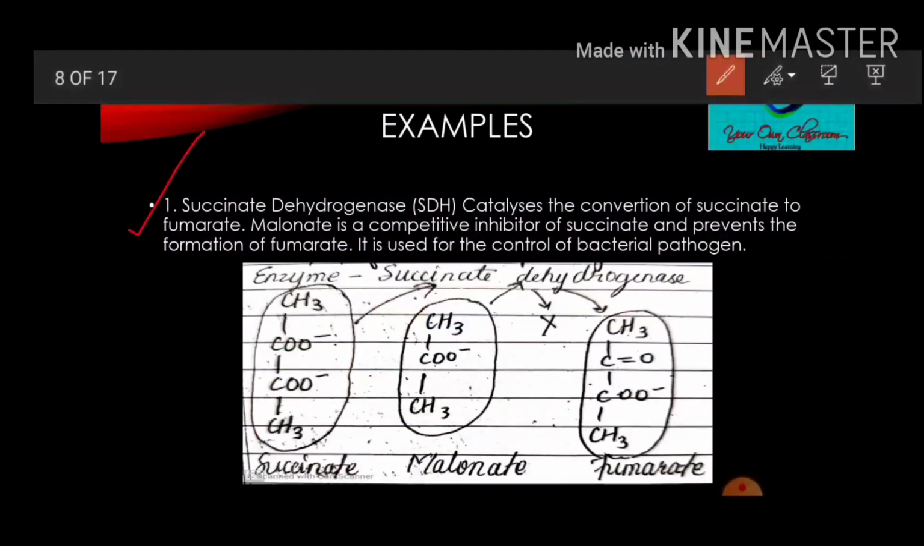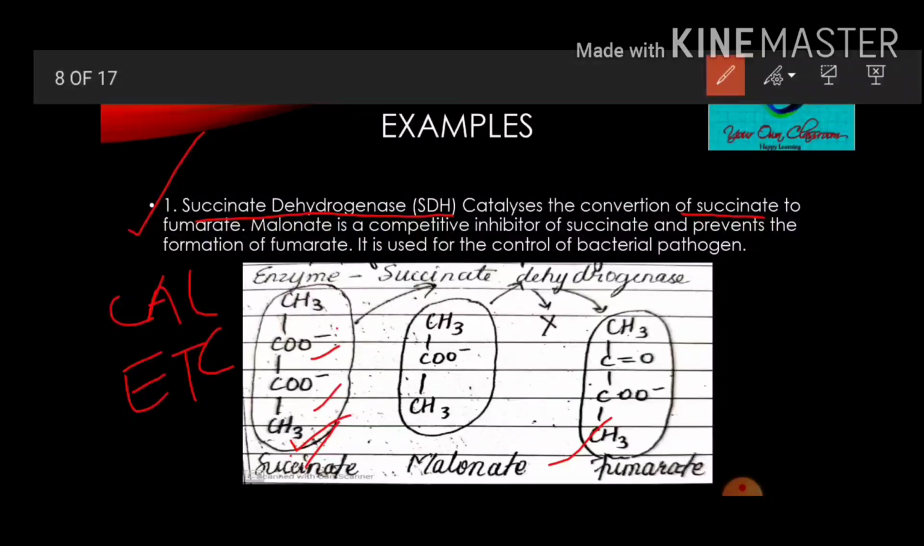The first and very important example of competitive inhibition is of succinate dehydrogenase. This is a very important enzyme as it is required in both the citric acid cycle as well as the electron transport chain. And what is the function of this enzyme? This enzyme catalyzes the conversion of succinate, as you can see, this is the structure of succinate, CH2, COO minus, COO minus, CH2, to fumarate.